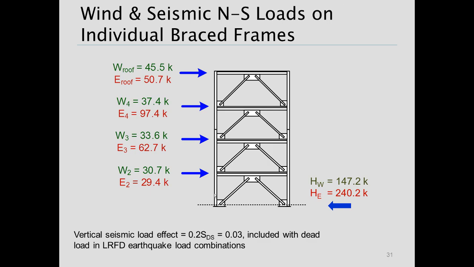All right, so doing that, then we would end up with the roof, fourth level, third level, and second level wind and earthquake loads that you see here, and then giving us a total base shear of 147.2 for the wind loading and 240.2 for the earthquake loading. Now for the characteristics I've given to you from this frame, ASCE 7 would also require that we include a vertical seismic load effect in the earthquake load combination of 0.2 SDS, which is 0.03. And of course the common practice for that is to build that into the dead load factor. So we'll use a 1.23 factor for the earthquake load combination dead load rather than 1.2.